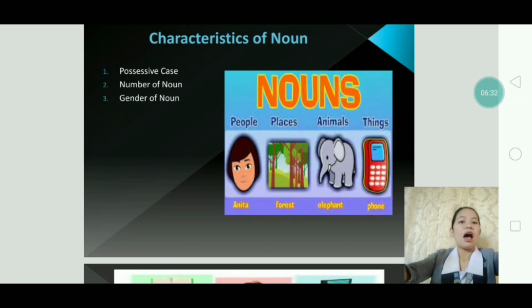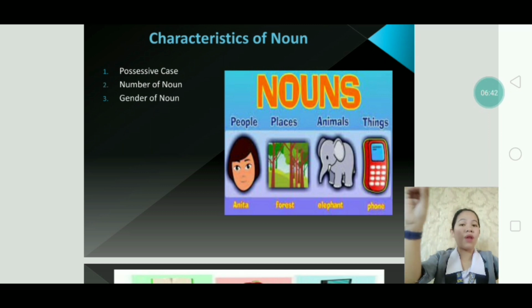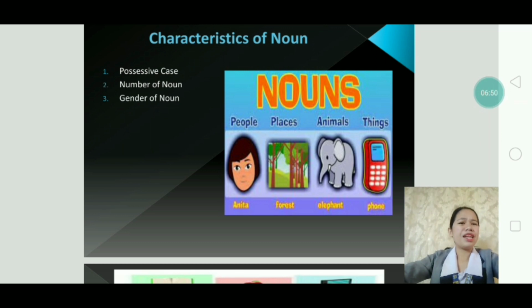Okay. Now, let's move on to the characteristics of noun. As I've said, there are 3 categories of characteristics of nouns. First, we have possessive case, number of noun, and gender of noun. Okay. Now, what are the examples of noun? By the way, we're talking about noun.